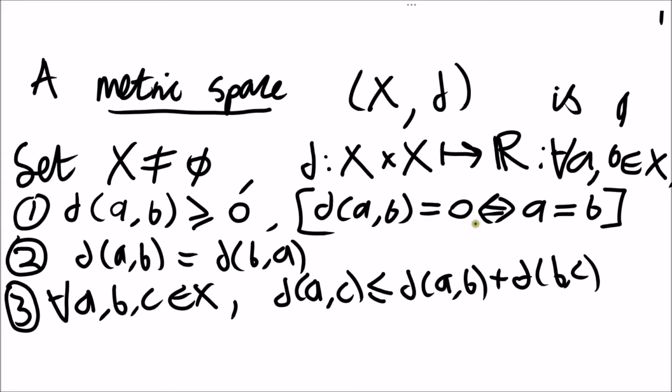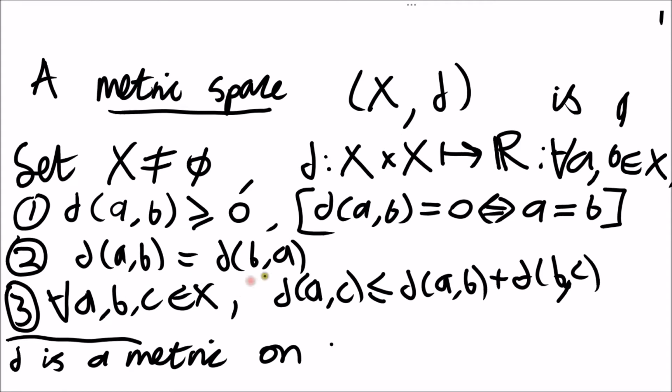I think it's this third condition which really captures the essence of this thing being something like a space, a space with distances. So when these three conditions are satisfied, then we say that d is a metric on X.